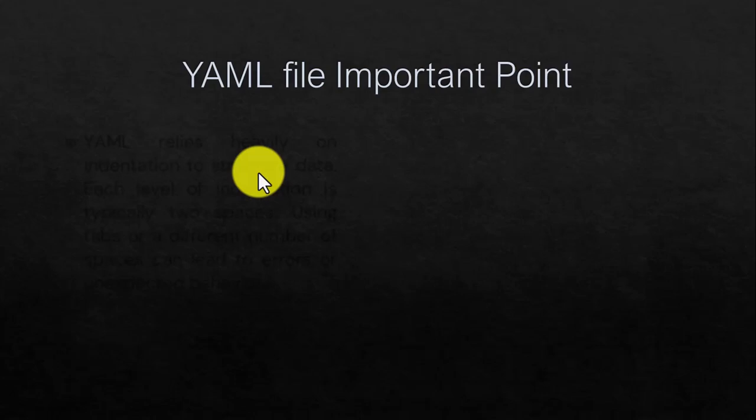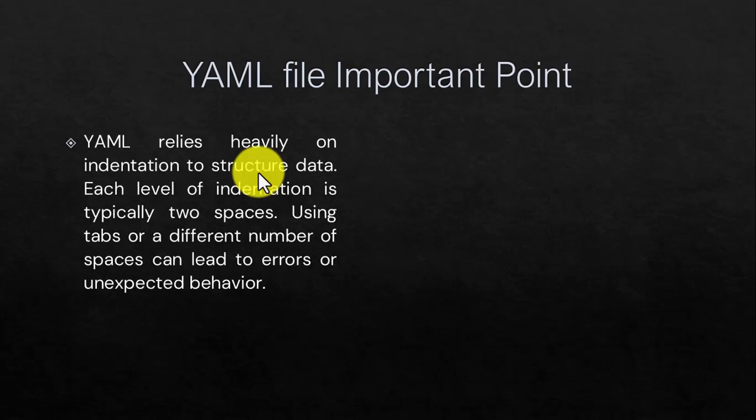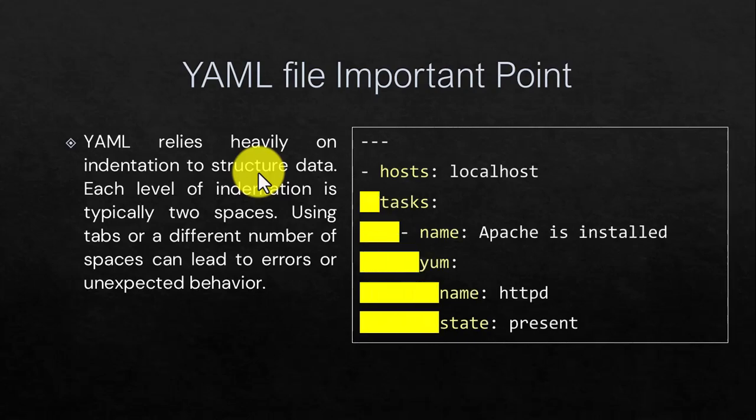An important point when we write a YAML file is that we have to be conscious about the indentation. It is an important thing. If you make a mistake with the indentation, your YAML file will not execute. So this is an example of indentation. You must use the spacebar, not tab or other spacing systems.